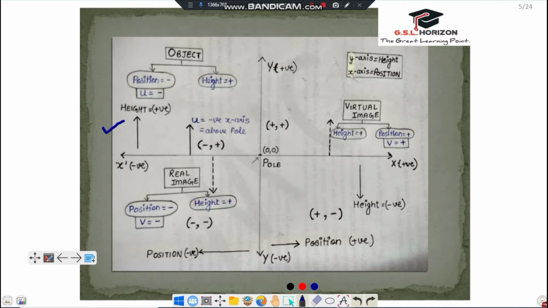Guys, all the distances measured to the right of the origin along the x-axis, we can see on our screen, are taken as positive, and those measured to the left of the origin are taken as negative, which is on the left hand side.